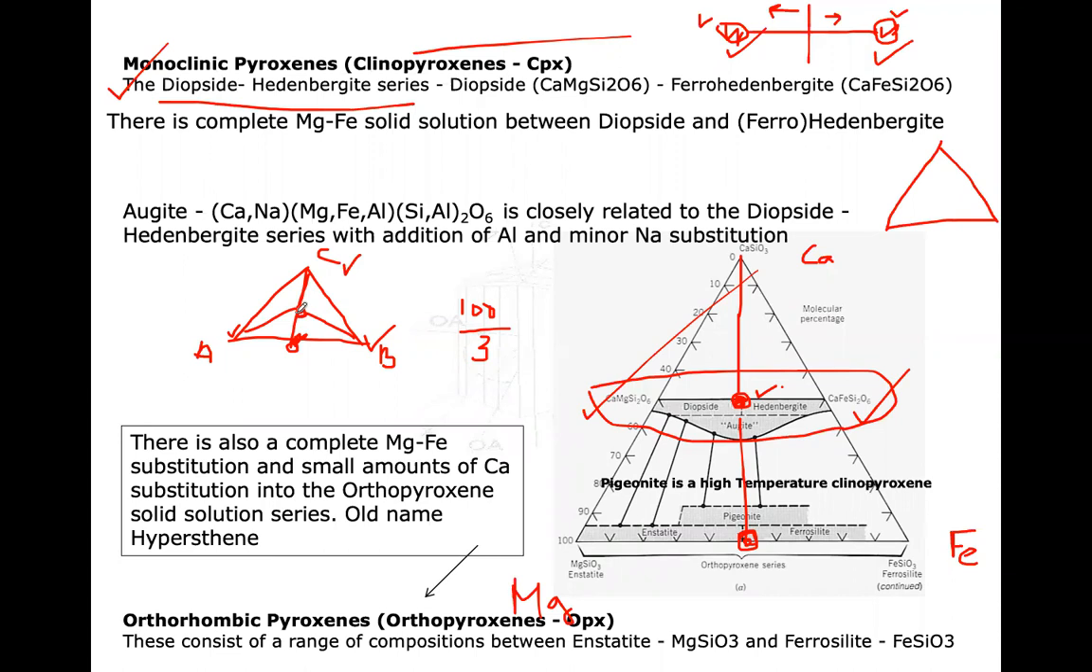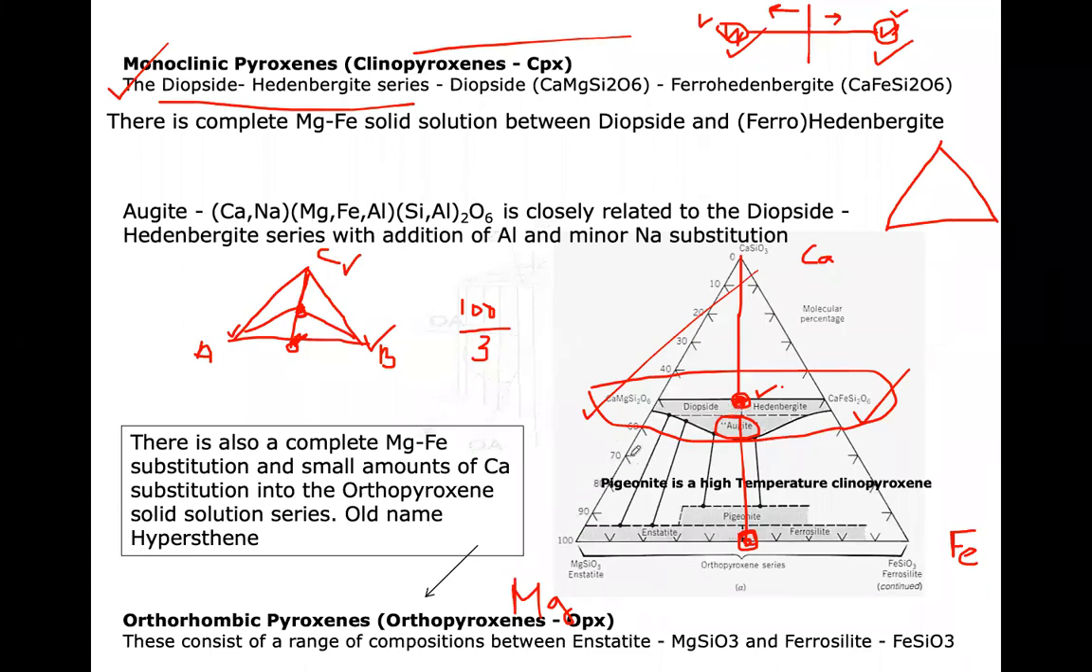Now for this particular group, monoclinic pyroxenes or clinopyroxenes, we have one very common series which is called the diopside Hedenbergite series. In between, somewhere here, we have a composition called augite, right? That is also a type of clinopyroxene.